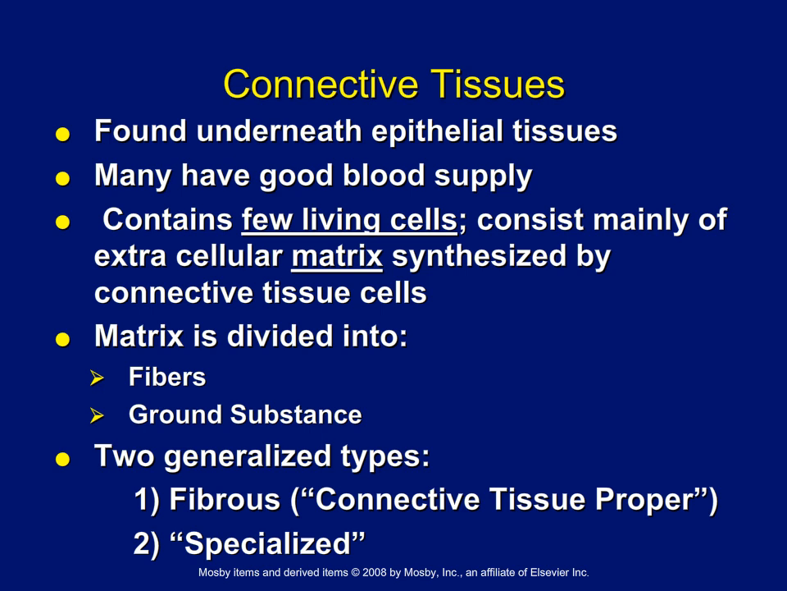The other thing is that some are innervated and some are not. It just depends. Some have a nerve supply, some do not. The big thing that distinguishes connective tissues from any other tissue type is that it contains very few living cells. That is, the majority of the tissue is actually made up of non-cellular or acellular material, and we call this material the extracellular matrix. And we'll talk about that in just a minute. Now, there's two different types of connective tissue. Our connective tissue proper, or what we call fibrous connective tissue, and then there's everything else, which we call specialized connective tissue.